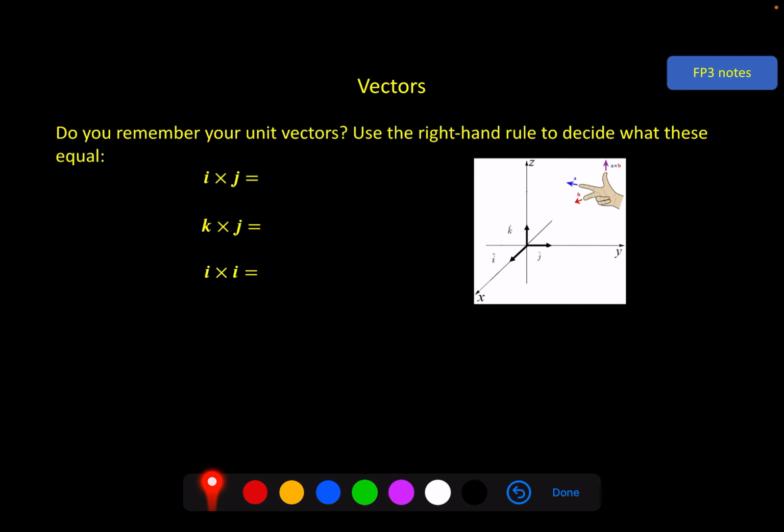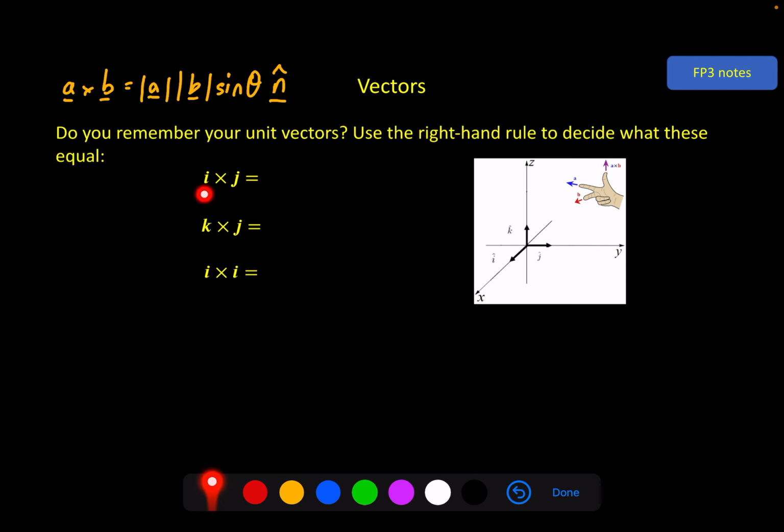Applying this to the unit vectors is a very useful thing to do because it will help us in the next few slides. Now remember, your unit vectors have a magnitude of 1, i in the x direction and so on, and we can use the right hand rule to decide what each of these sorts of things will equal. Let me put the definition here again. We've got A cross B: magnitude of A, magnitude of B, sine of the angle in between them, unit vector.